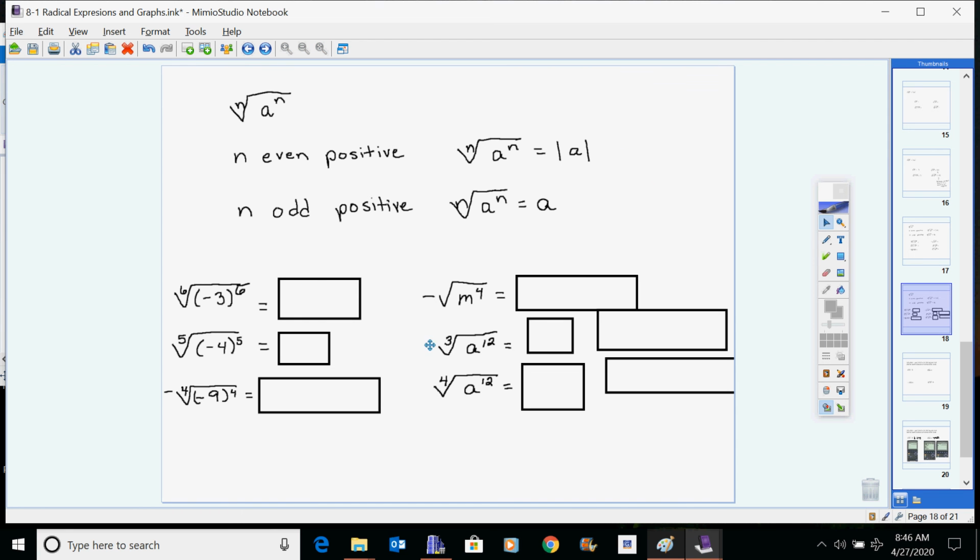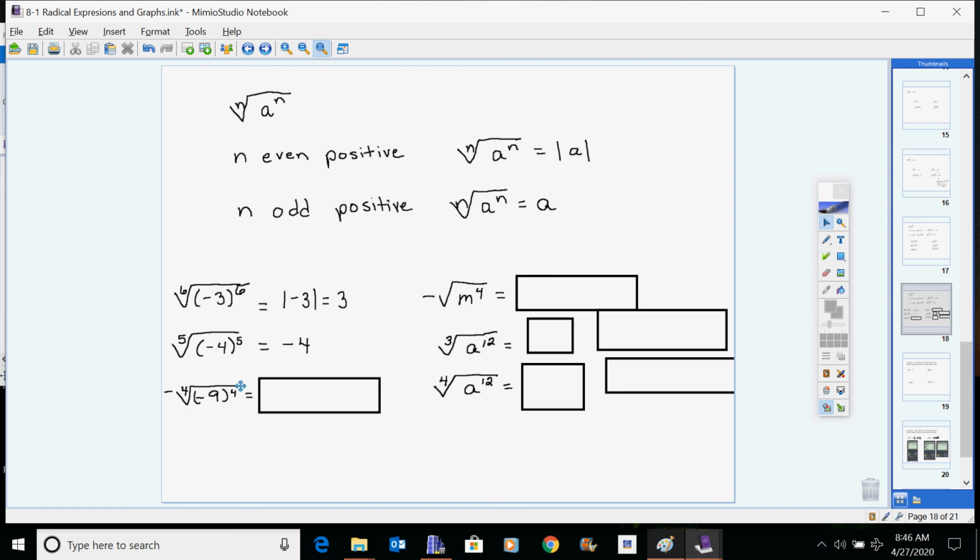So let's look through these examples. You should probably have paused and tried it just to see. So this one is going to be a positive 3, because when you undo the 6th root with the 6th power, or undo the 6th power with the 6th root, all this multiplying would give you a positive answer, so your answer is positive 3. This one, though, is an odd root and an odd power, so we get a negative 4. This one, this negative out here is not with the 4. The negative is in front of the entire radical.